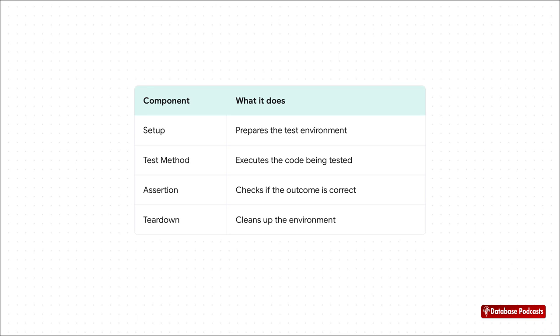So frameworks give you this really clean, repeatable pattern. You set up whatever your test needs to run, you execute the actual test method on your code, then comes the magic part. You make an assertion, which is just code that automatically checks if the result is what you expected. And finally, you tear down and clean up. That assertion step is the key. It's what makes the test self-validating and gives you that instant green check or red X.